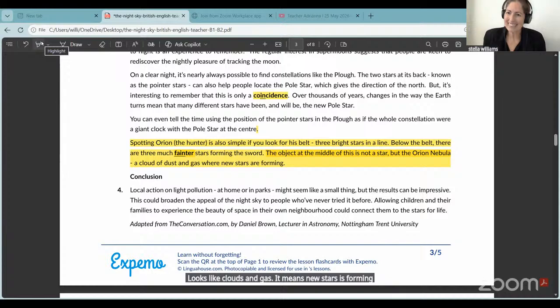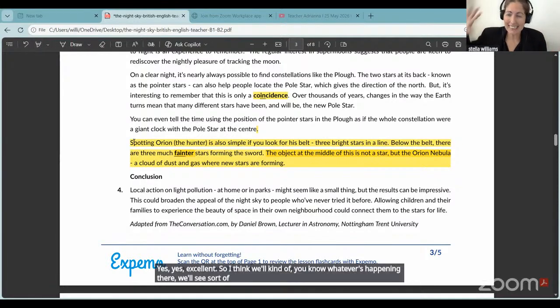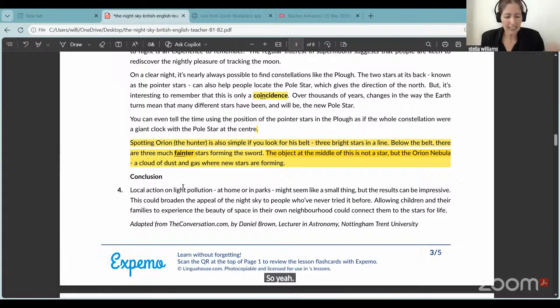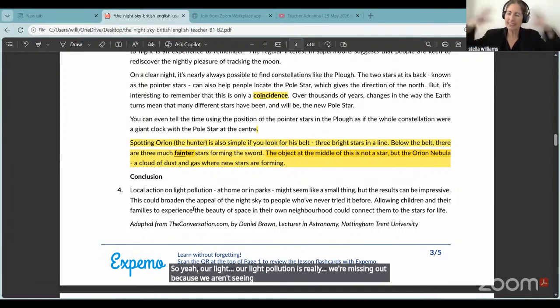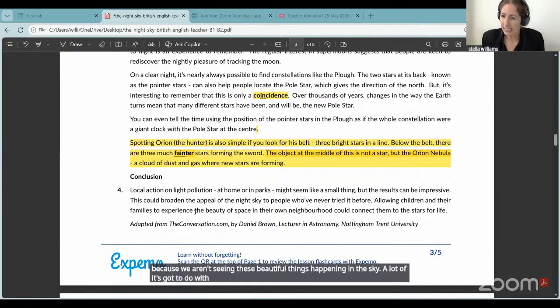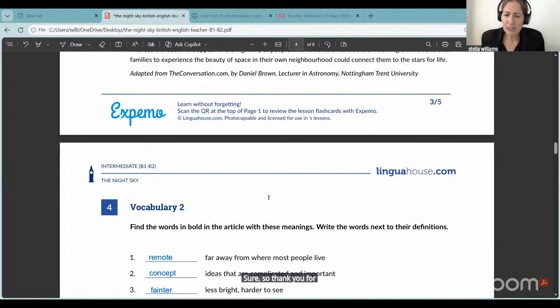Yes, excellent. We'll see whatever's happening there when you're really out in the countryside or maybe even at the beach, because it's really dark out there. Our light pollution means we're missing out on seeing these beautiful things happening in the sky. A lot of it has to do with light pollution. Thank you for those answers, everybody.